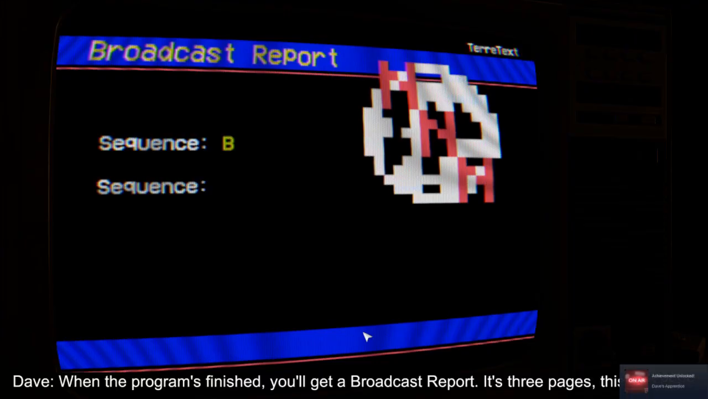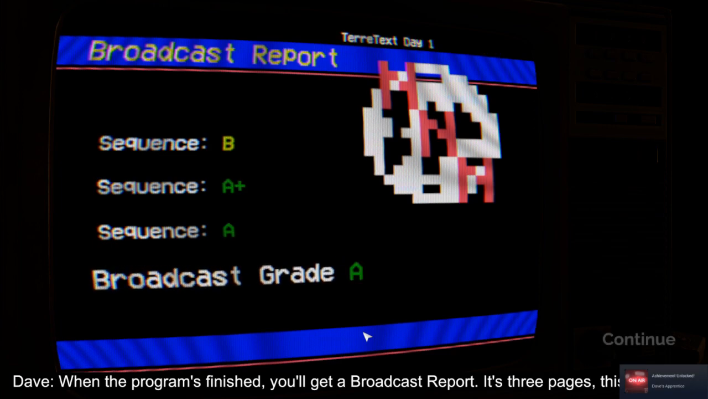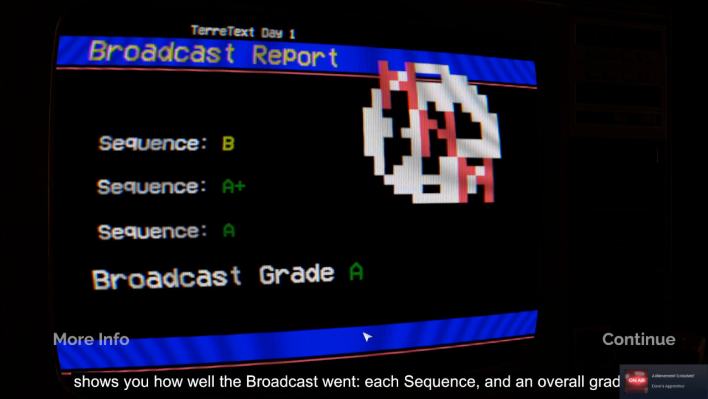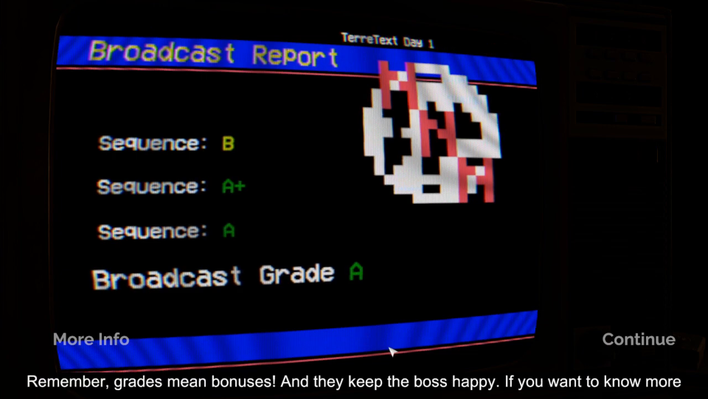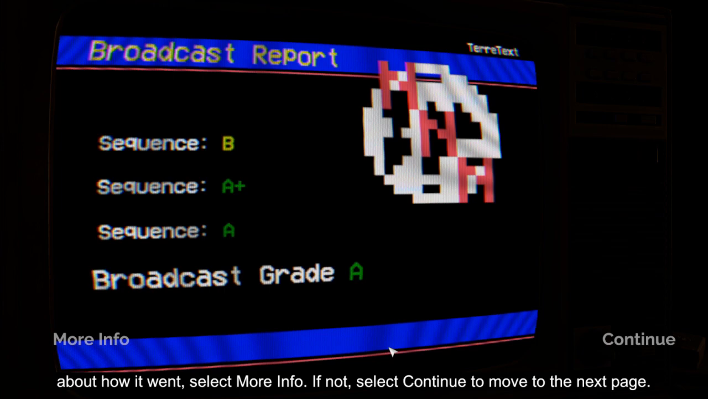When the programme's finished, you'll get a broadcast report. It's 3 pages. This first page shows you how well the broadcast went, each sequence and an overall grade. Remember, grades mean bonuses and they keep the boss happy. If you want to know more about how it went, select more info. If not, select continue to move to the next page.